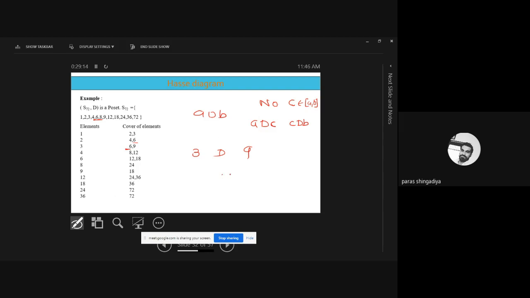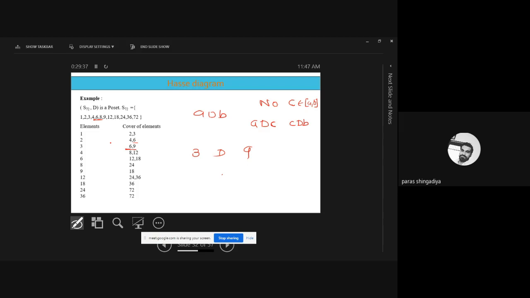And then if we take 6, 3 divides 6 is correct here, but 6 divides 9 is incorrect. You cannot divide 9 by 6. That is not true. So it is not an answer of C. And if we take 8 here, 3 divides 8 is incorrect only. Okay, so therefore 9 is also an answer of cover element of 3. Clear?